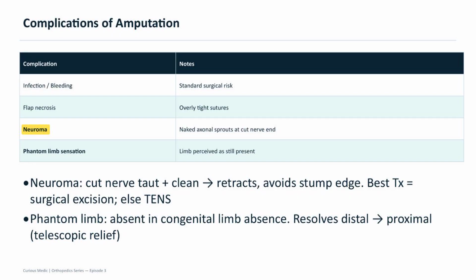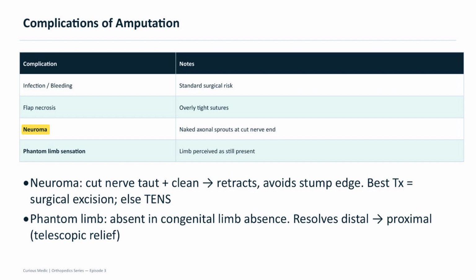The correct technique to prevent this is simple. You pull the nerve taut, then cut it cleanly with a fresh sharp blade. When you release the nerve, it retracts deep into the tissue. So even if a neuroma forms over time, it is safely buried deep and not at the surface where it would be compressed. If a neuroma does form and causes pain, the best treatment is surgical excision.